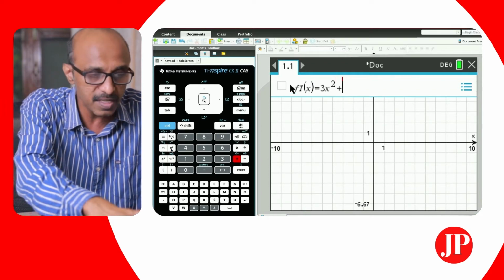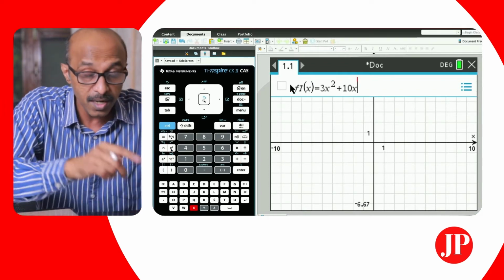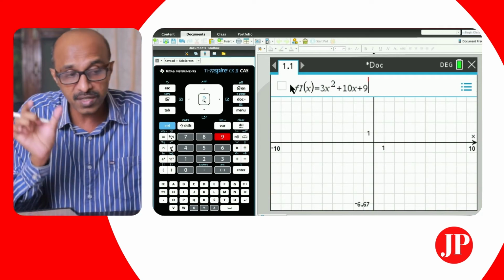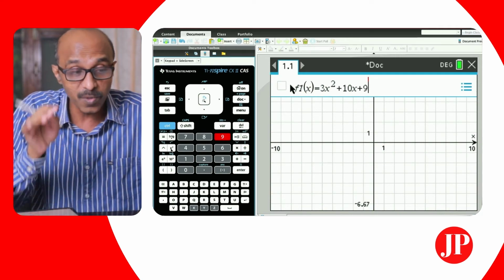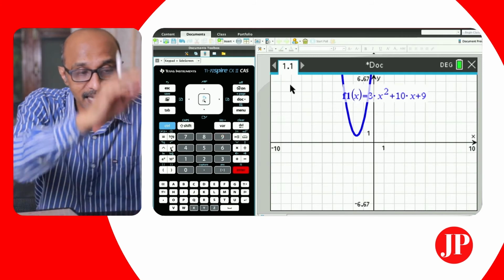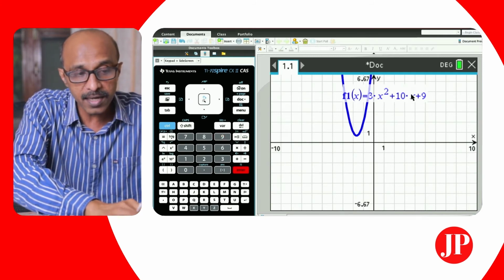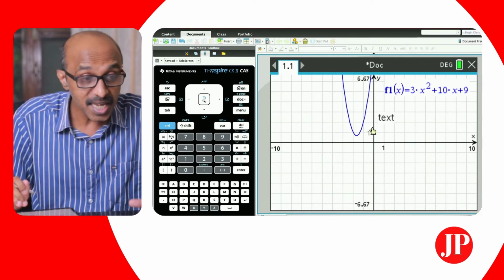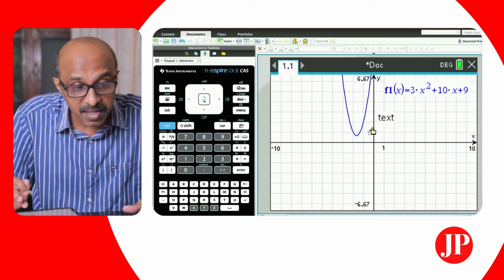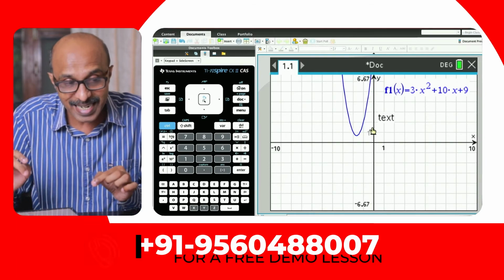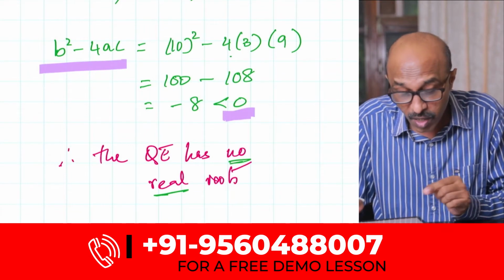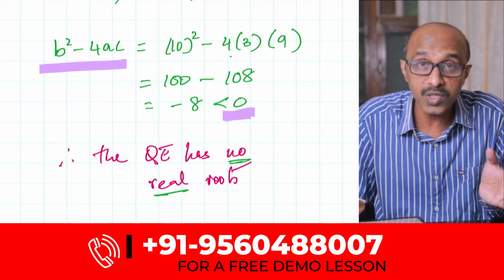For those of you who haven't seen the earlier video that I've made on the graph of the parabola, maybe you want to go and check it out, to see why we are entering 3x squared plus 10x plus 9 as the y value. So when I hit enter, I can see the graph of that parabola, and I can see clearly that it does not touch the x-axis. It's the same thing that we saw using the algebraic method: when the discriminant is negative, the quadratic has no real roots, which was confirmed to us even using the graphing calculator.